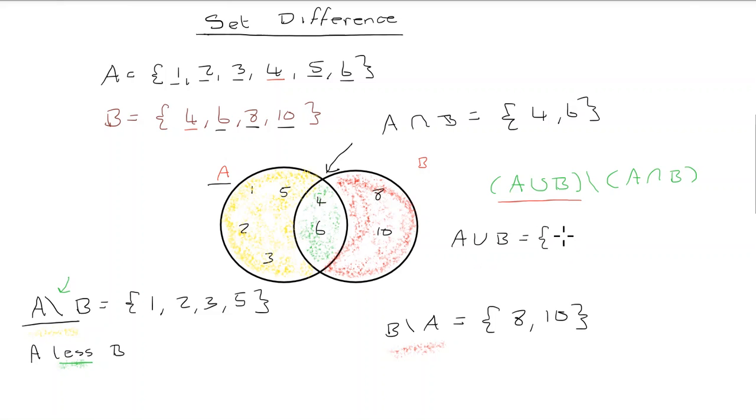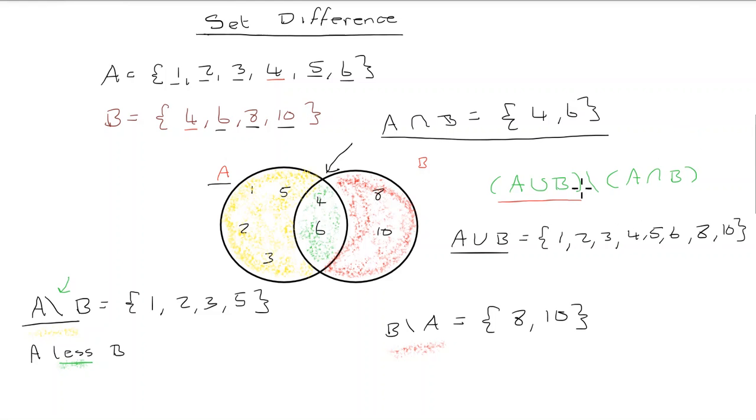It'll be 1, 2, 3, 4, 5, 6, and then 8 and 10. So that's A union B. We've just taken the two sets and combined them together. A intersect B is this here. So it's all of these guys in here.